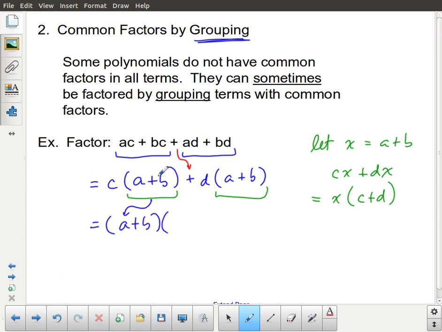And then what's left behind? When I take this first piece and I divide out the a plus b, that leaves me with a c. And this second piece, when I divide out the a plus b, that leaves me with a d. And you can see now that this is in a factored form. This is now a binomial times a binomial. If you need to convince yourself that this worked, you could always use FOIL or the area model and expand this back, and you would end up back where you started again.